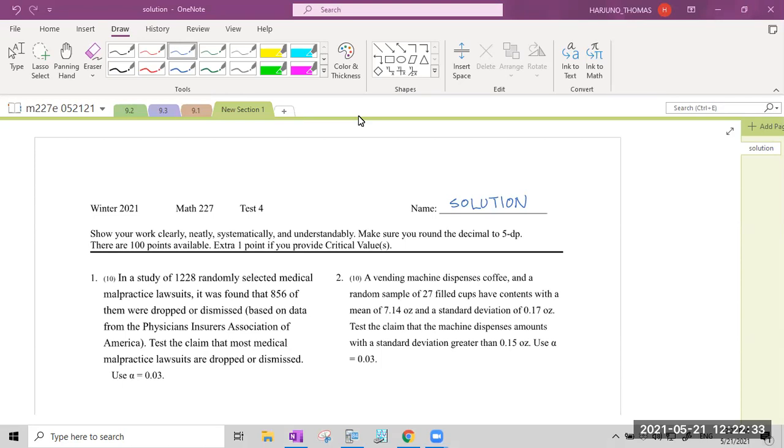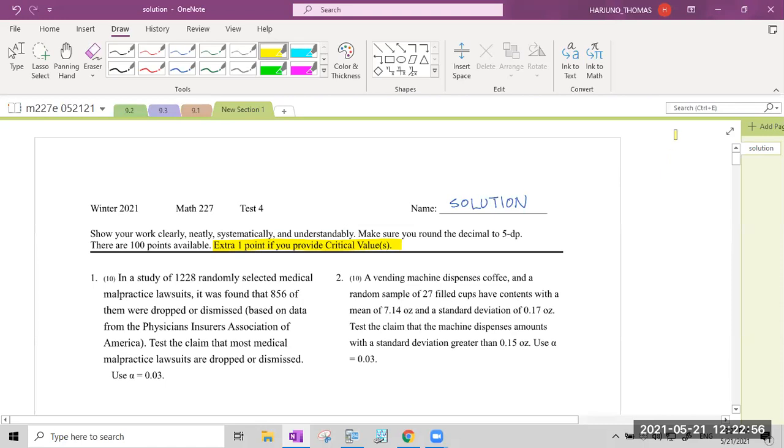We will go over winter 2021 on test 4. Now, like before, make sure you round the decimal to 5 decimal places. There will be only 100 points available, but that's because I give extra 1 point if you provide critical values for each hypothesis testing we do.